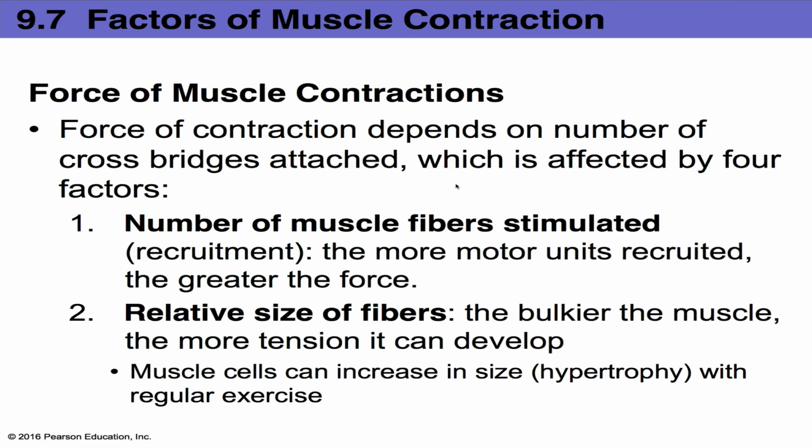Number two is the relative size of the fibers. So the bulkier the muscle, the more tension can develop. Muscle cells can increase in size, or hypertrophy, with regular exercise. So when you're going to the gym and lifting weights, you're increasing the resistance. What you're doing is causing these muscle cells to grow, to increase in size. And again, this is what we refer to as hypertrophy.